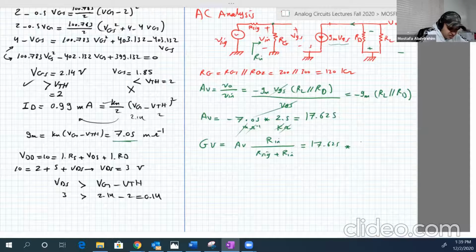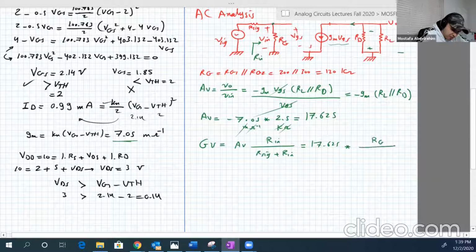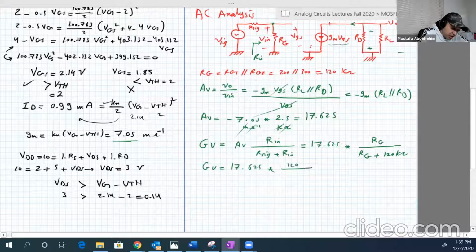Okay, and in that case, it's RG. So our input is RG, and our signal in our case is 120 kilo ohms. So GV is equal to 17.625. RG is 120 kilo ohm, and our signal is 120 kilo ohm, so it's half.